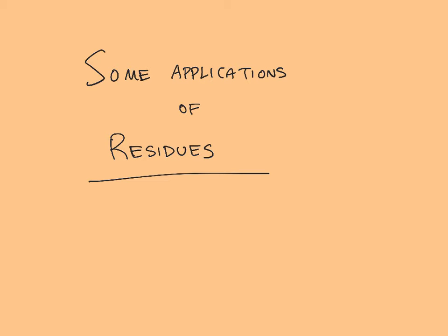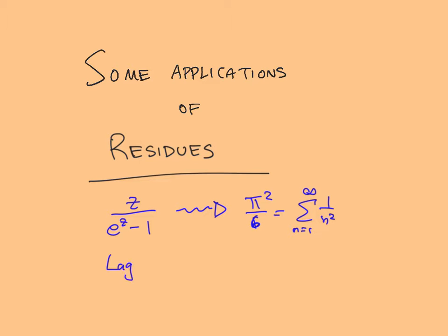But for now, we're going to present what I'll call a baby residue theorem, which is the residue theorem on a circle. And I'll use that to do a case study of the function z over e to the z minus 1, and we'll use residues applied to this function to prove interesting formulas like the famous formula pi squared over 6 equals the sum of 1 over n squared. And then after that, we'll use residues to finally give a proof of the Lagrange inversion theorem, or the Lagrange inversion formula.